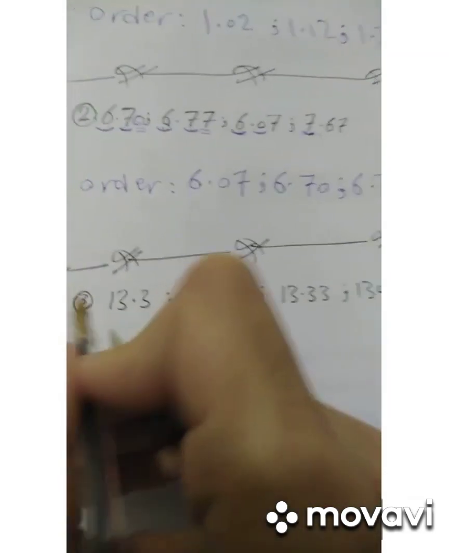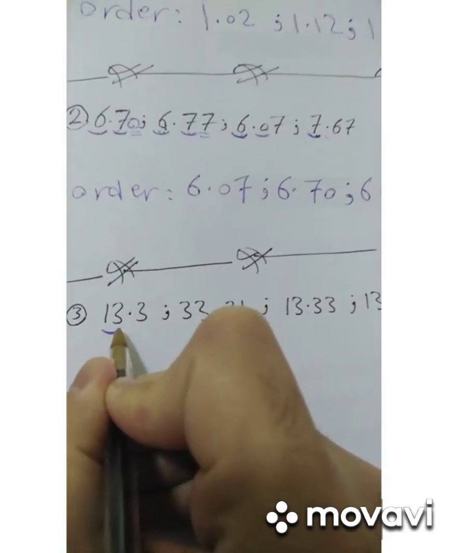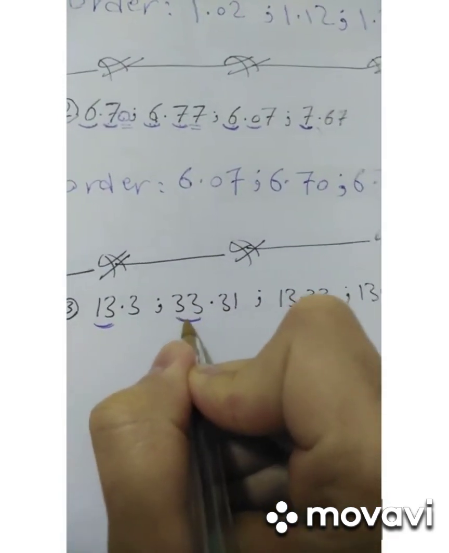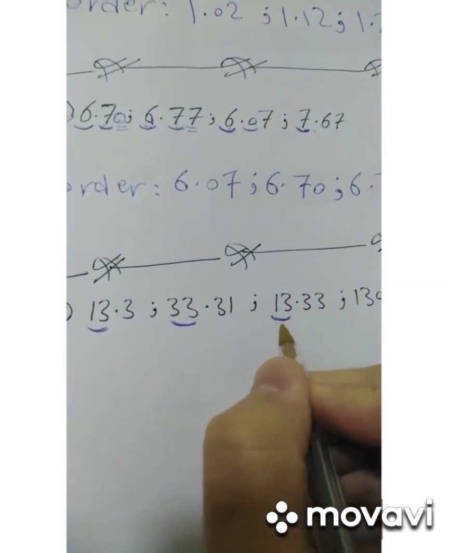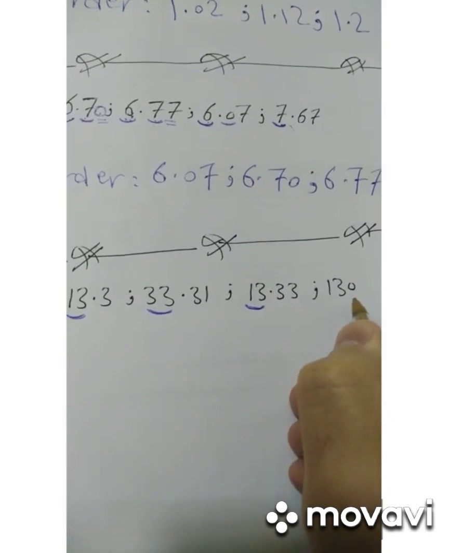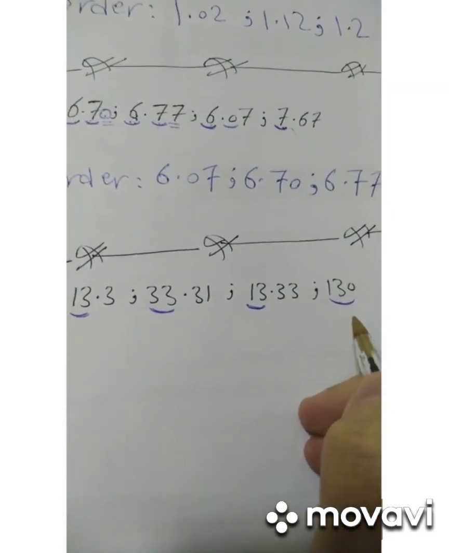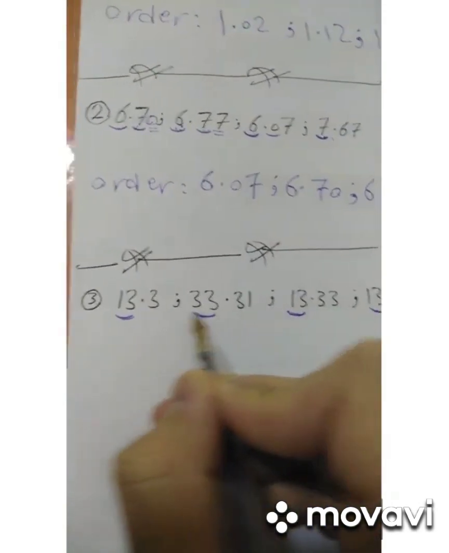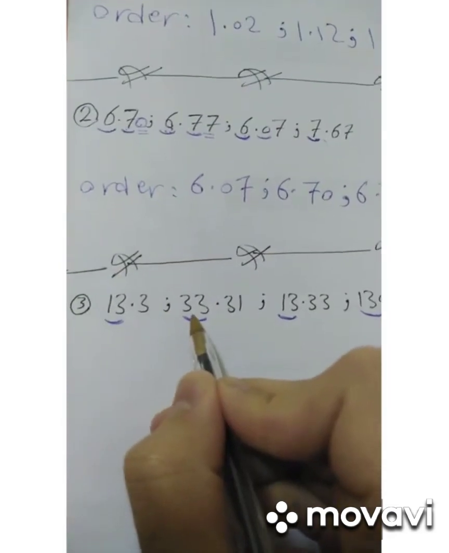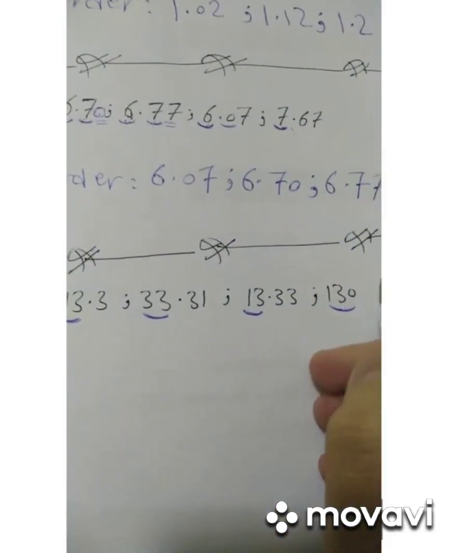130. Okay, at first, look at wholes. Whole in the first number is what? 13. And in the second number is 33. In the third number, the whole is 13. And in the fourth number, the whole number is 130. We don't have decimal. We find that 130 is greater than 13, 33, and 13 again. So 130 is the greatest number.